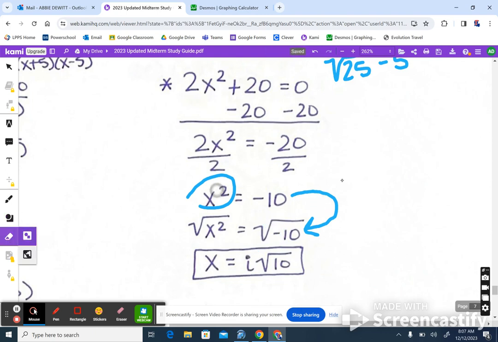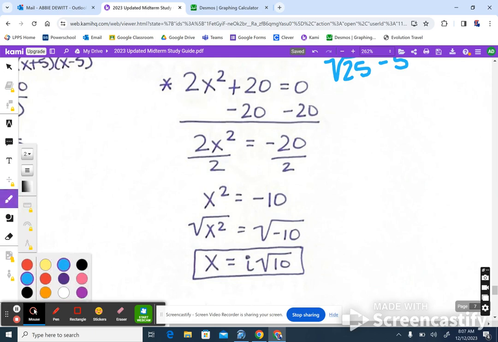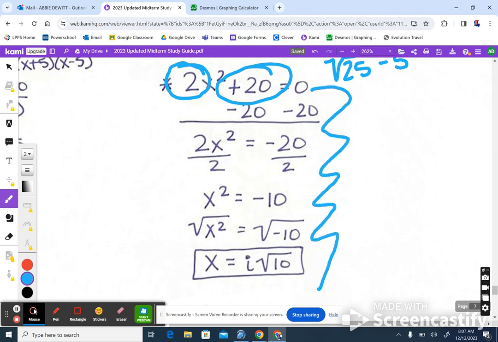And your question on your exam is going to be exactly like this, just with different numbers. Maybe instead of a 2 here, you'll have a 3. Maybe instead of a 20 here, you might have a 30, etc. Okay, just understand you're going to do the same process, just with different numbers.